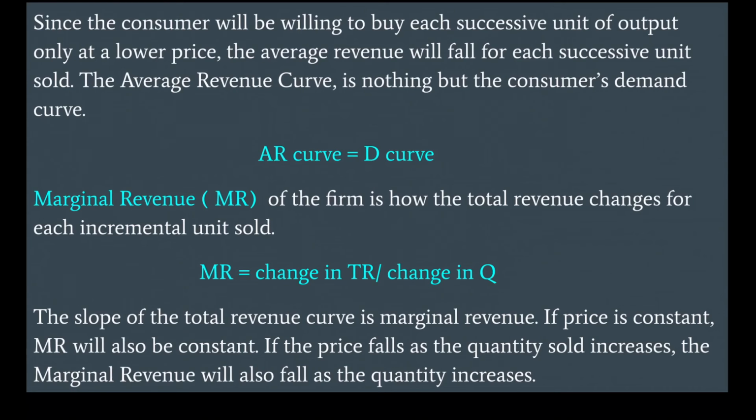Marginal revenue of the firm is how the total revenue changes for each incremental unit sold. So MR is calculated by change in TR over change in Q. The slope of the total revenue curve is marginal revenue. If price is constant, MR will also be constant. If the price falls as the quantity sold increases, the marginal revenue will also fall as the quantity increases.